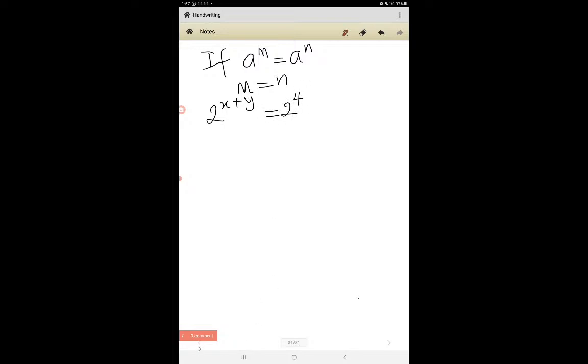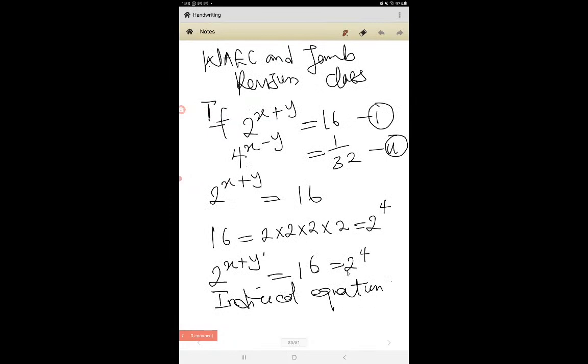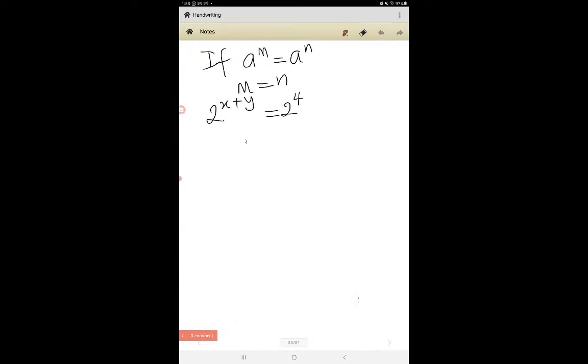How does it come across 2 raised to power 4? It's because 2 times 2 is 4, 8, 16. So therefore, if you're able to see this, since they have the same base, this is the kind of question WAEC and NECO do set, a past question, and even JAMB. So since they have the same base, it means that x plus y is equal to 4. We call it equation 3.